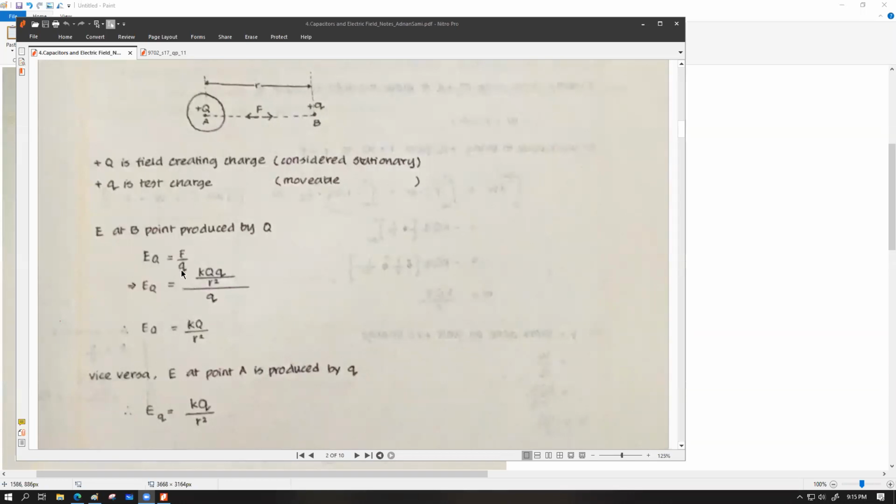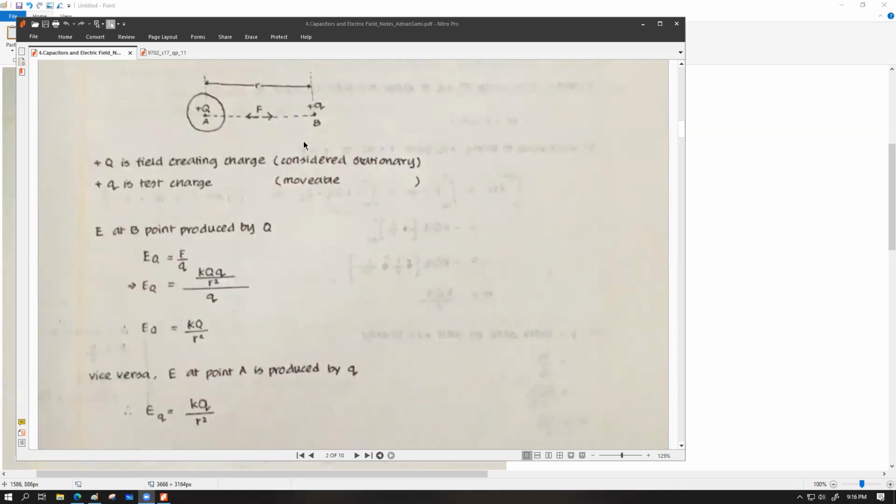This q is the charge that is located at the position where you are trying to measure the field strength, and that field strength is created due to the field creating charge. So E_Q equals F by q. F is going to be given over here as KQq by r square. q and q cross out each other, and as a result, we get KQ by r square. This is the basic equation for electric field strength.